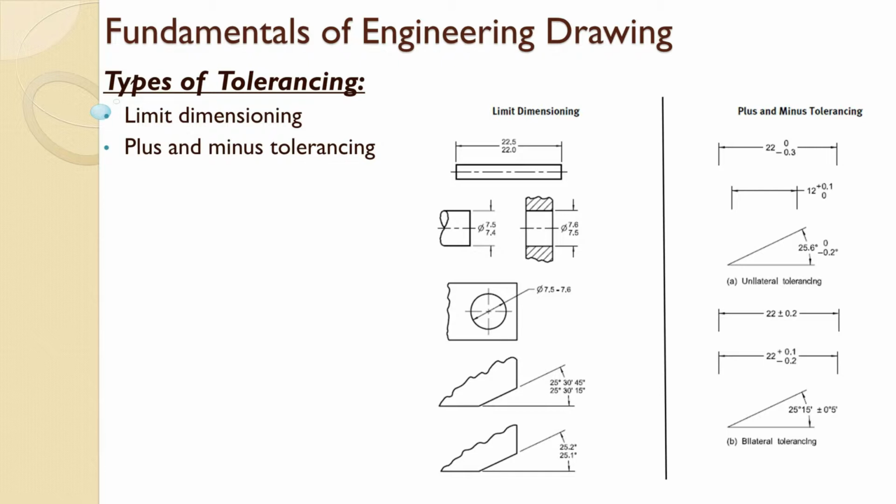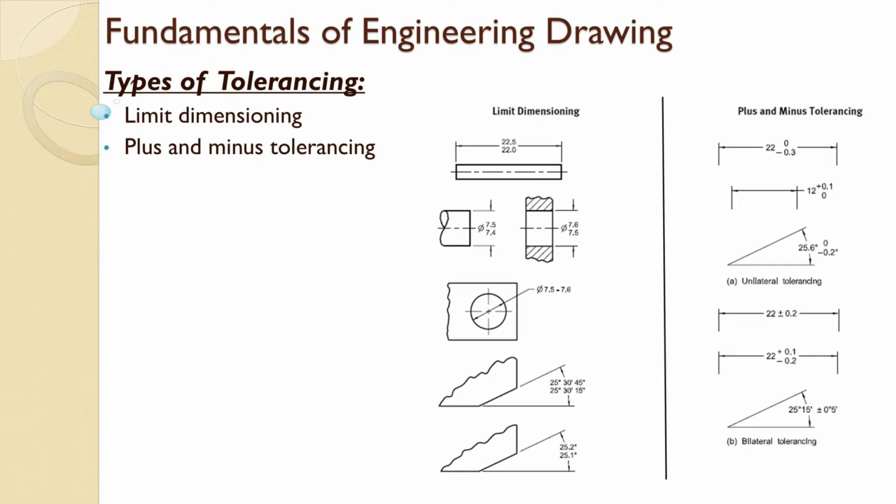Types of direct tolerancing. There are two types of direct tolerancing. One is limit dimensioning and the other one is plus and minus tolerancing. Example dimensions are given in the picture for limit dimensioning and plus and minus tolerancing. When using limit dimensioning, the high limit or the largest value is placed above the lower limit. Dimension 22.5, 22.0 is an example for this type of dimension.